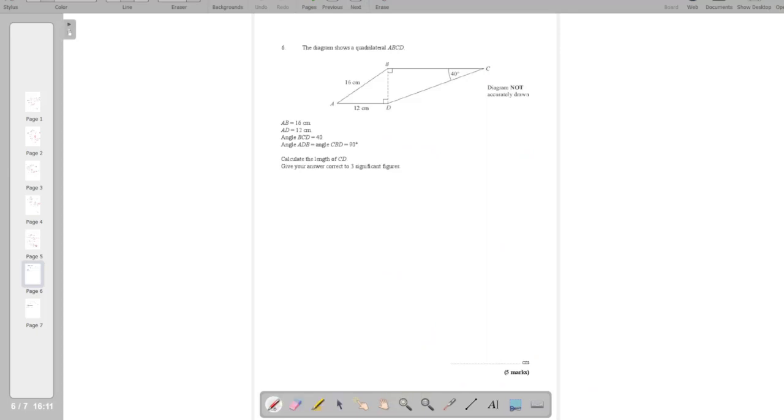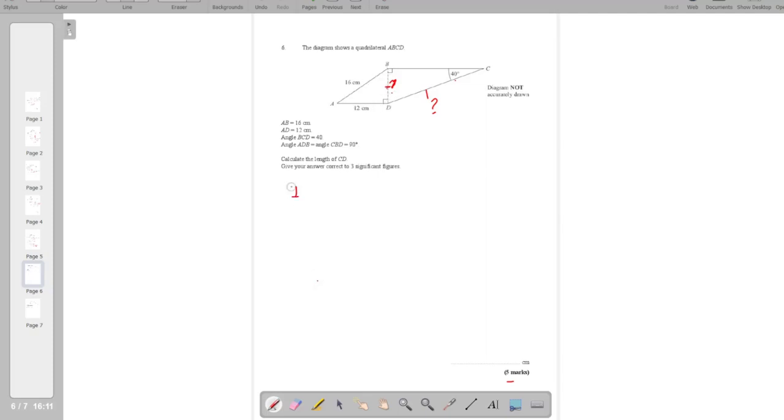Question 6 has got two triangles, so there is more working out. We can see it's got 5 marks. So AB is 16, AD is 12, angle BCD is 40. Calculate the length of CD. So we're going to find this. If you're going to find this, you have one angle, you need one more side, so we might have to find this side. If you have to find this side, you can use Pythagoras theorem.